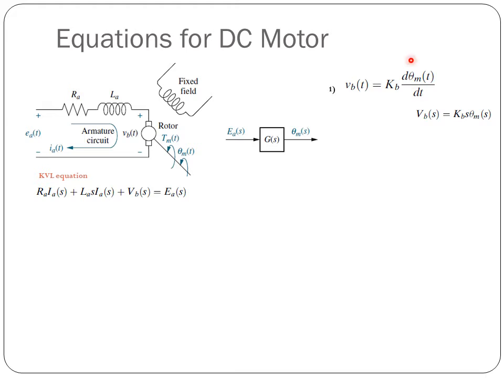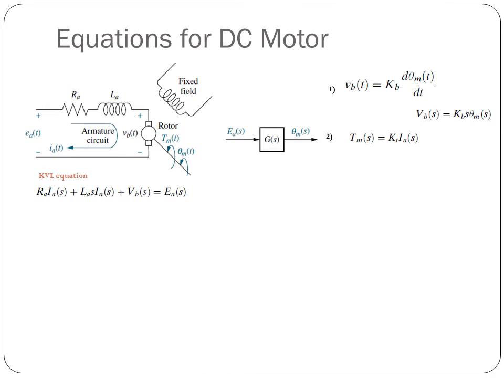So this term is omega, which is the speed, and Vb is proportional to it, and this is the constant Kb, and we call it the back EMF constant. So in the Laplace domain, if we take the Laplace transform, we get Vb(s) is equal to Kb into s into theta m(s), right? So we are going to use this in these equations. So we will replace Vb(s) with this.